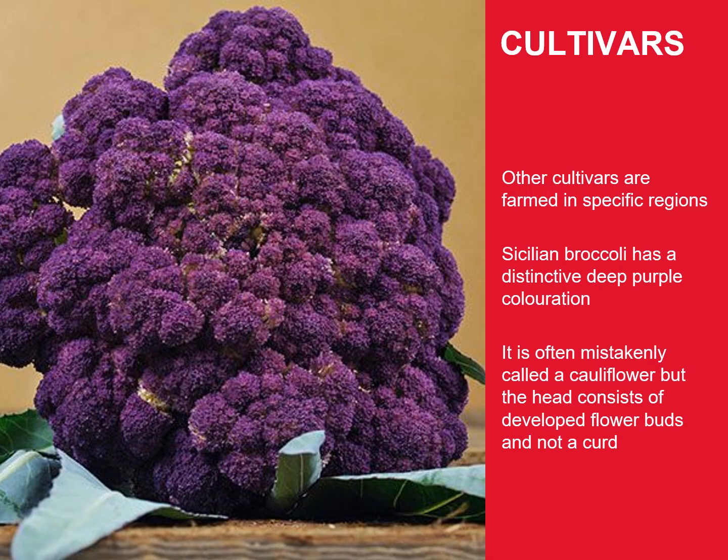Other cultivars are farmed in specific regions. I mentioned Italy. Italy generally is a very diverse place for different types of Brassica oleracea. It's thought that many of the different types may have been domesticated and cultivated there for many hundreds or even thousands of years. And there's a specific type called the Sicilian broccoli, which has this distinct deep purple coloration to its florets. It's often mistakenly called a cauliflower because of its shape and size, but it is actually a broccoli.